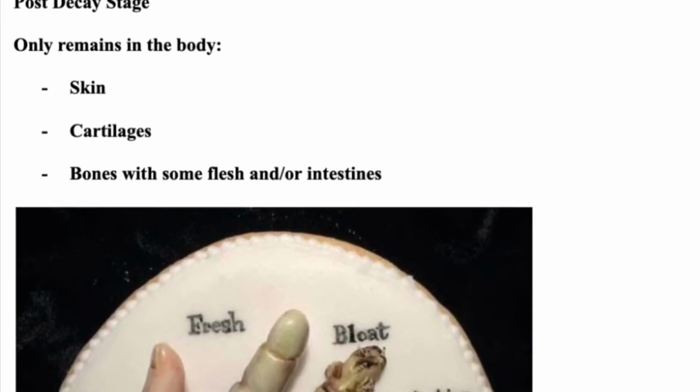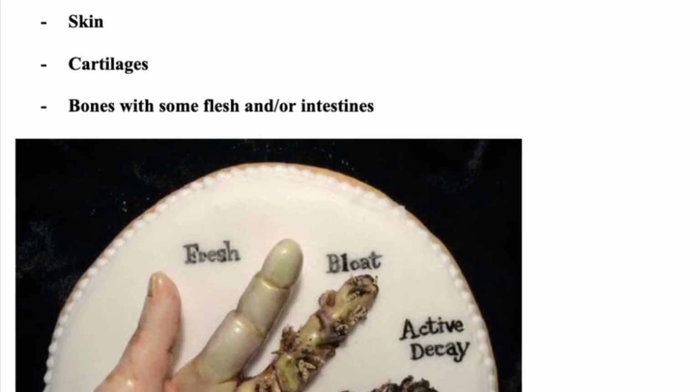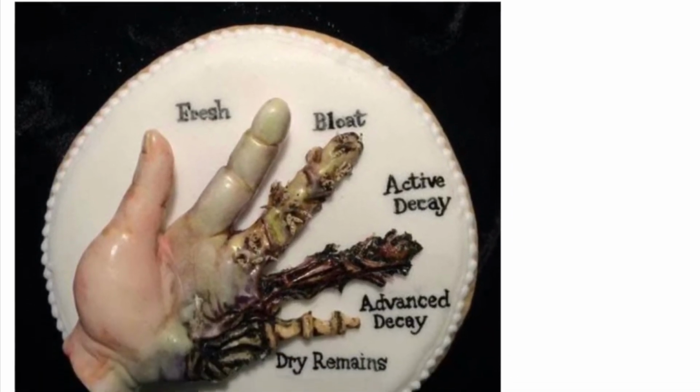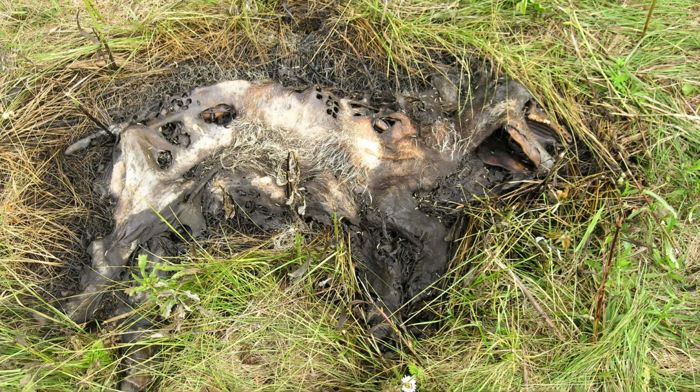The next stage is the post-decay stage, and the only remains on the body are skin, cartilages, and bones with some flesh and or intestines. And this is an example of a live animal that is in this post-decay stage.